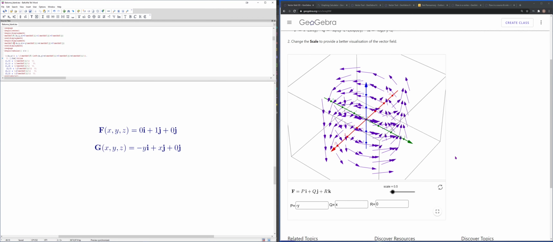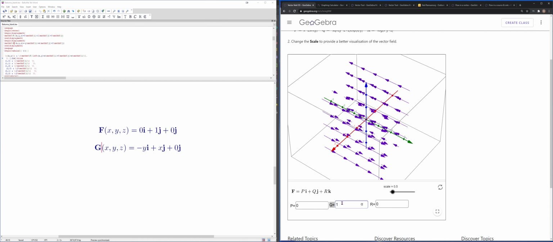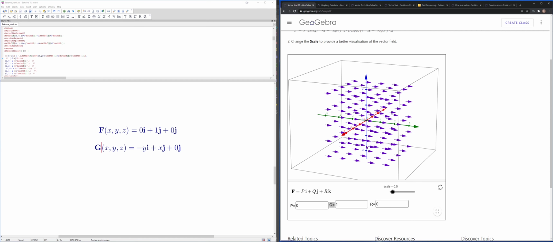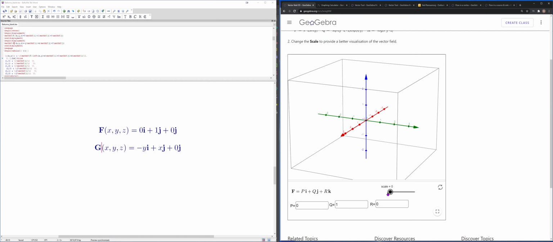We want to plot these, so we'll use some software. Let's start with the first one, which is F. It's in three-dimensional space, so at each point you have a vector associated with it, and the vector is constant. This is your x direction, this is your y direction, and this is the z direction. You have no x component and no y component; it's only pointing in the y direction.